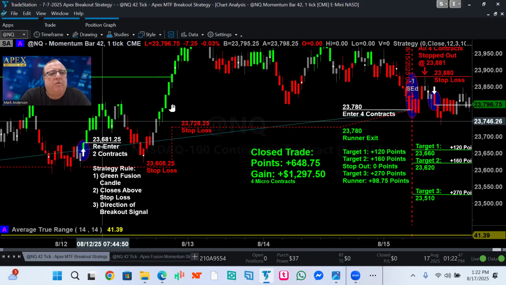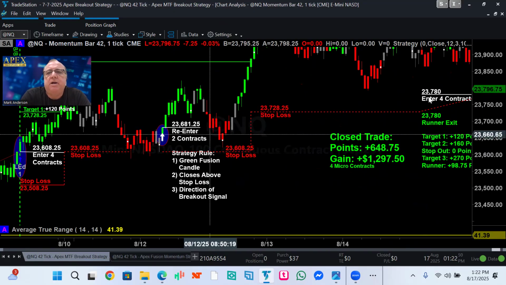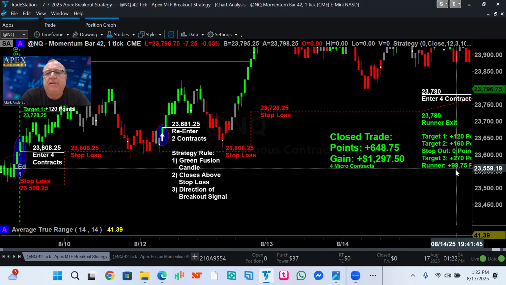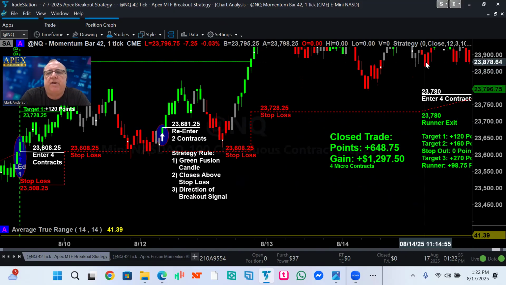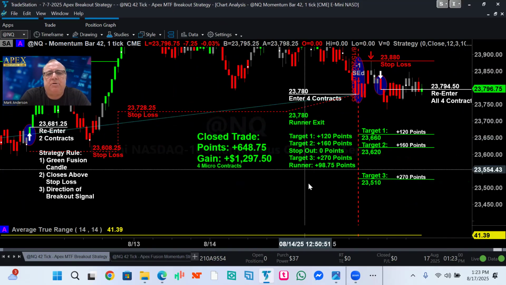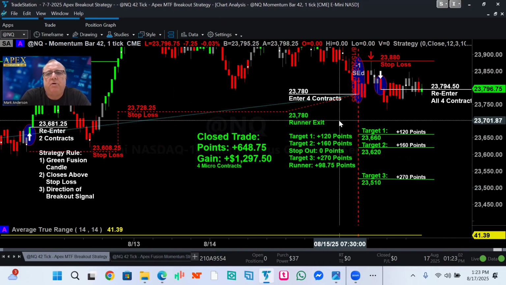Of course, we got in all four contracts over here at 608. The runner gets out at 780, and that's the difference there of 98.75. So those are the profits on that particular trade, with of course those four positions.